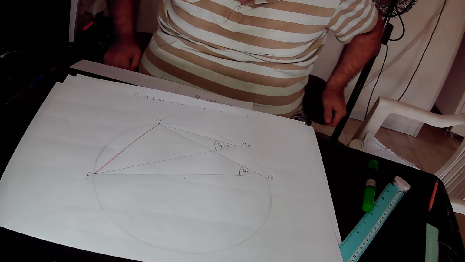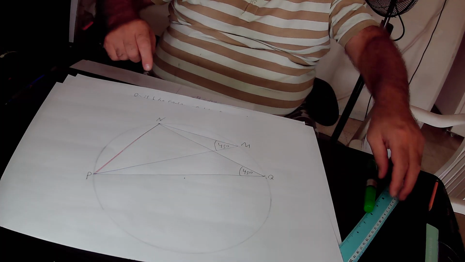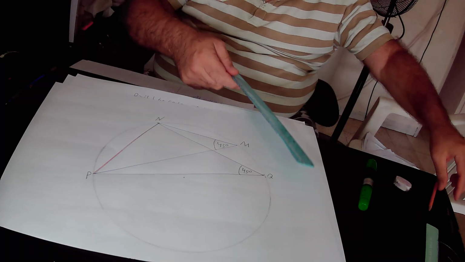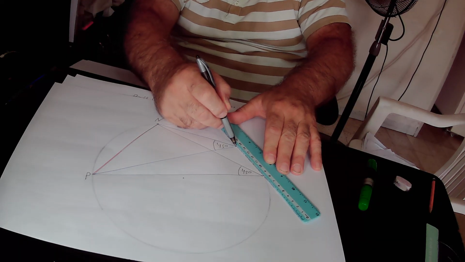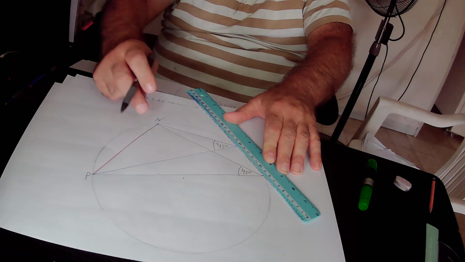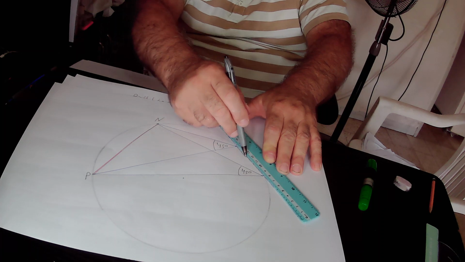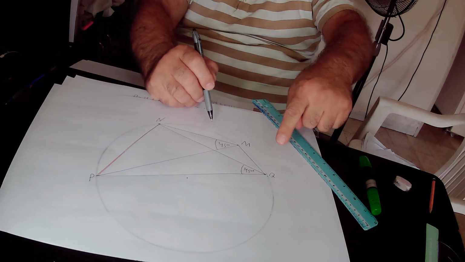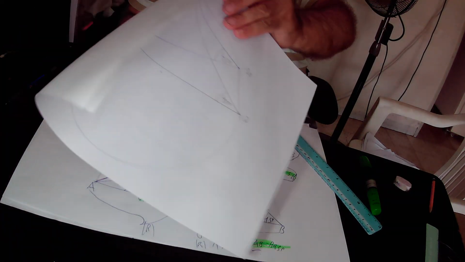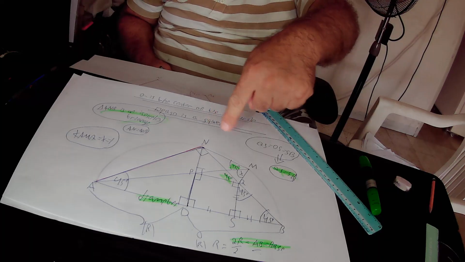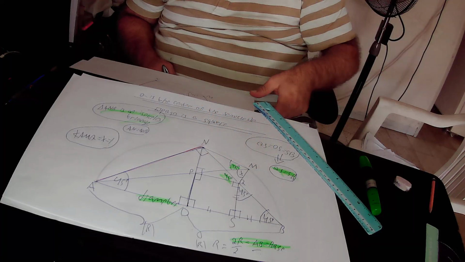Okay, so in the next step, I will join points M and Q together by a straight line. Again, those two angles I copied from the original drawing. So we join points M and Q by a straight line. Here we created quadrilateral NMQP. This is exactly the same quadrilateral NMQP from the original drawing.